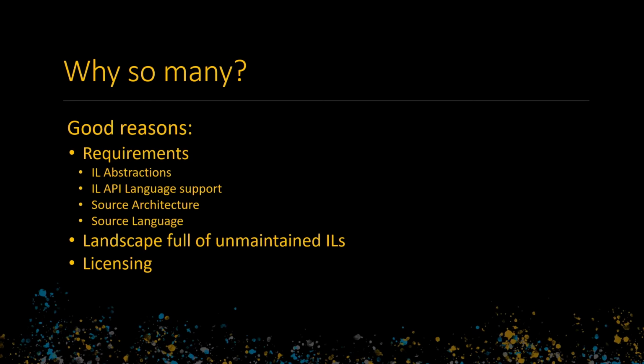Many different requirements, right? So for example, there may be certain abstractions that do or don't exist on one IL that you would want to have support for. Maybe none of the existing ILs meet your needs in that regard. Maybe there's a language that you want to have support for. Maybe there is a particular architecture that's not implemented in an existing IL, and you find it easier to make your own IL for that architecture. But there are a lot of unmaintained ILs. There's a lot of these that have not been touched in a while. They were just a single one-off. There may also be licensing reasons why you don't want to use a particular IL.